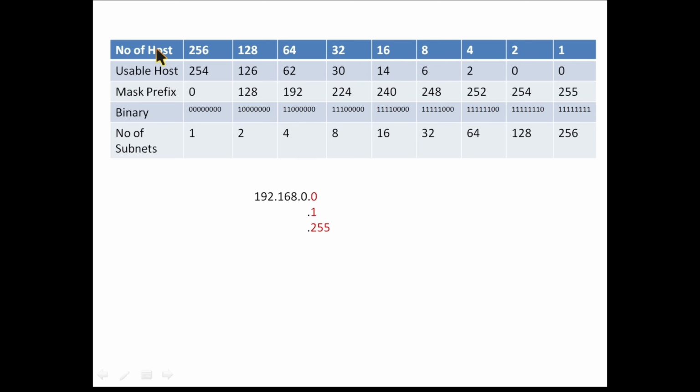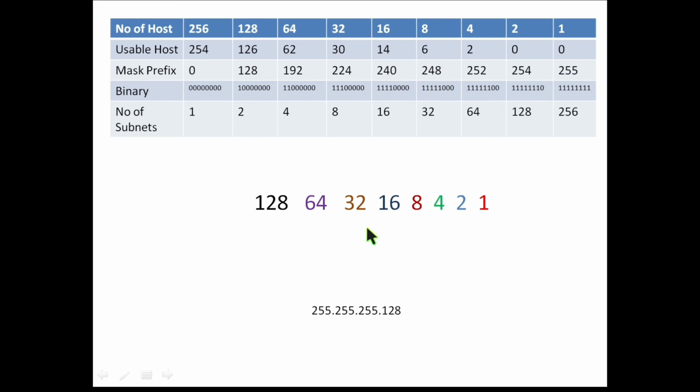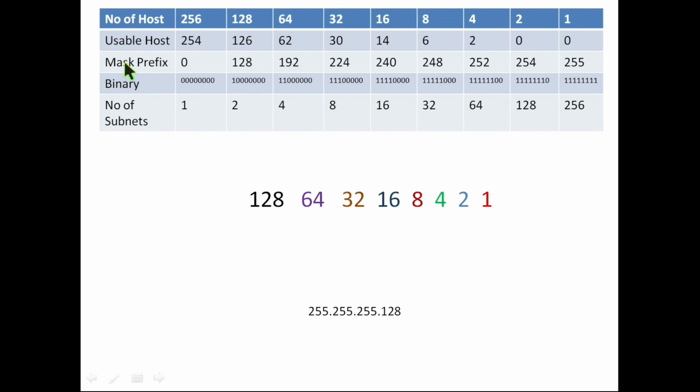So the number of hosts is prepared like this. Now the usable hosts: we subtract 2 IDs, that is, we subtract the network ID and the broadcast ID. 256 minus 2 equal to 254, 128 minus 2 equal to 126, 64 minus 2 equal to 62. In the same way, we subtract 2 from each column. Now the mask prefix, how is this prepared? The first mask prefix number will be 0, then comes 128.